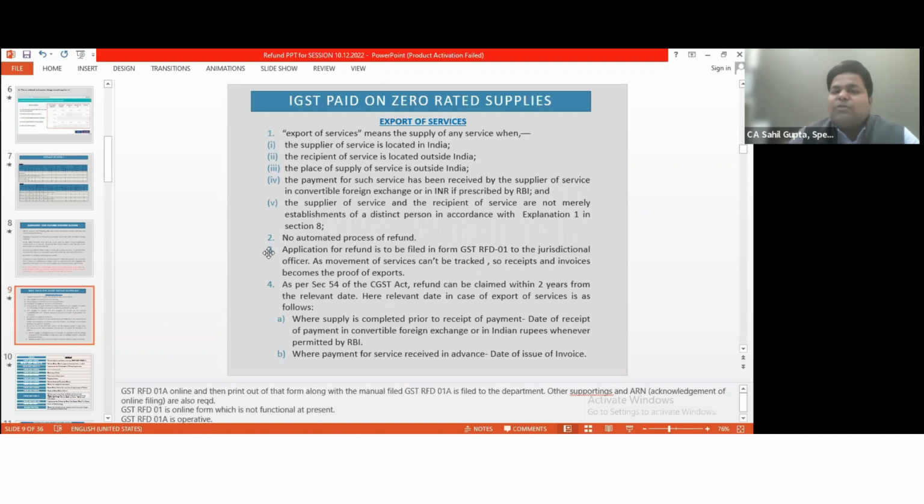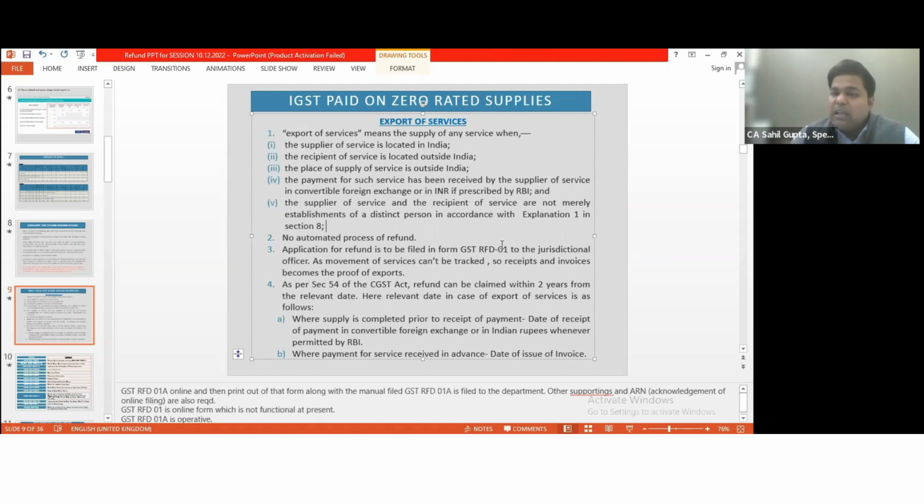Fifth, the supplier of service and the recipient of service should not be merely establishments of a distinct person. Distinct persons in this case means a person has a branch in a foreign country. That branch would be a distinct entity. If a person has a subsidiary or holding company in the foreign country, that doesn't mean distinct persons. In service tax and excise also, the same condition was there. If they have a branch, then that will be a distinct entity. But if they have a subsidiary or holding company, then they are separate legal entities and they are not distinct persons.